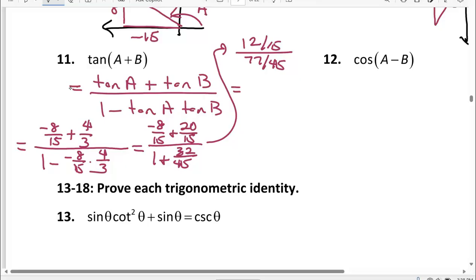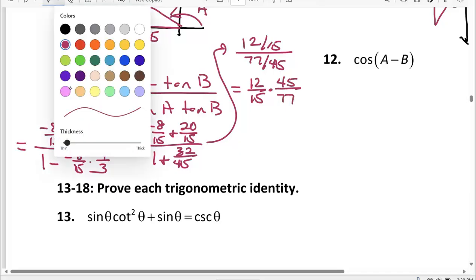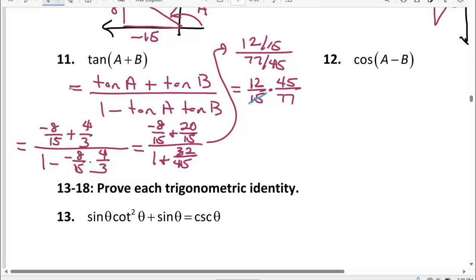So we have 12/15 divided by 77/45, which is times 45/77. 15 goes into 45 3 times. So now multiplying, we have 36/77 for a final answer.